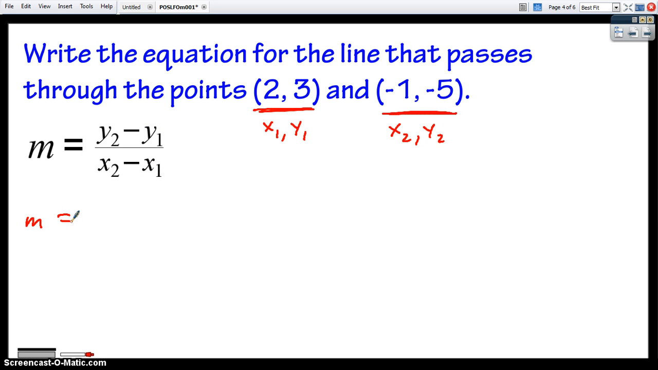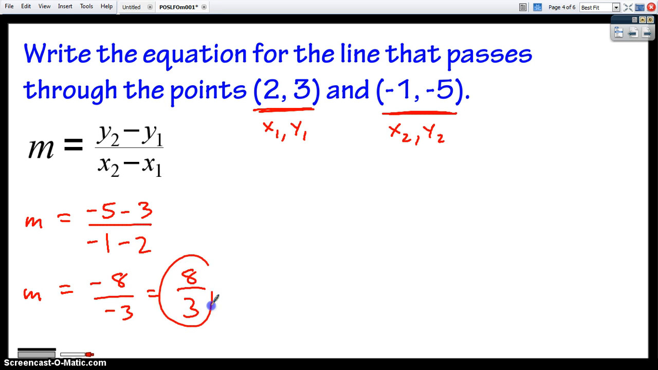So then I can do point slope form. So let's see here, y2 is -5 minus y1, which is 3, x2 is -1, and x1 is 2. So I work that out, get -8 over -3, which, a negative and a negative is a positive, we get 8/3. So now we have a slope.